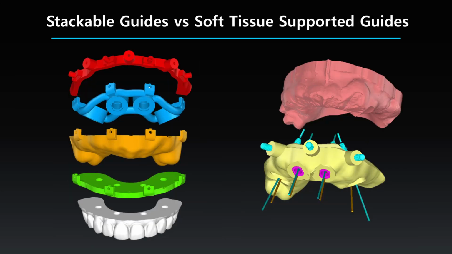A relatively new type of surgical guide is the stackable guide. The stackable surgical guide derived from a digital workflow increases the predictability of the performance of bone reduction, immediate implant placement, and immediate loading of provisional implant-supported fixed dental prostheses.